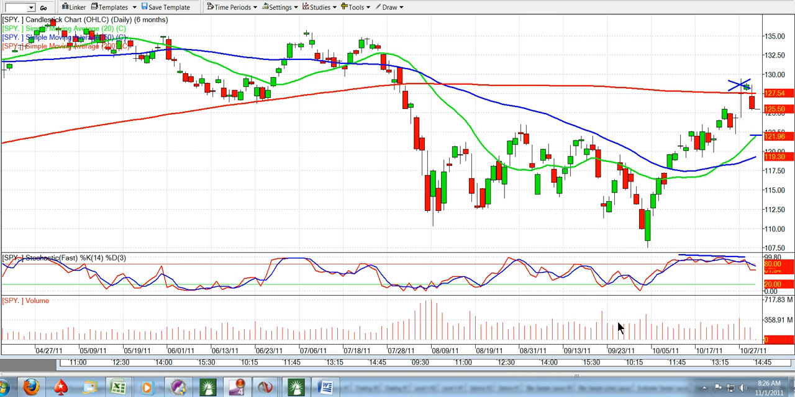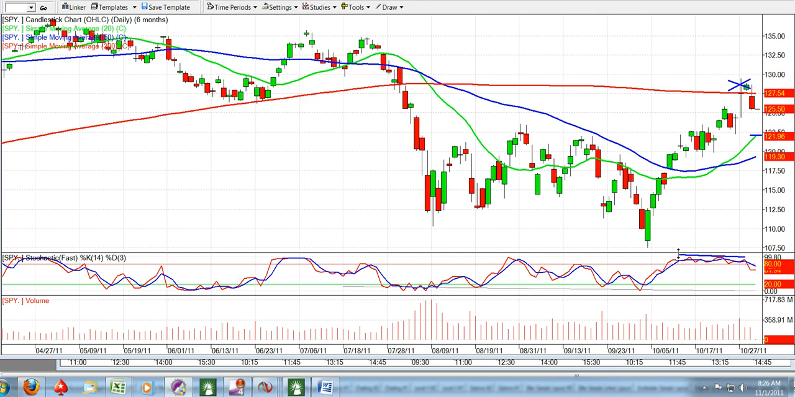What they call stochastics. In investing or trading, it's a way to gauge buying and selling momentum. These are stochastics here that you can add to your charts. So what I'd like to do is talk a little bit about how traders or investors use those to determine when to either buy or sell investments.